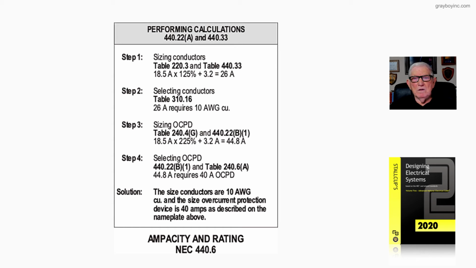Based upon 44.8, the next size overcurrent device below that value would be 40 amps. So we'd have number 10 conductors, THWN, copper, and we'd have a 40 amp maximum overcurrent device size there.